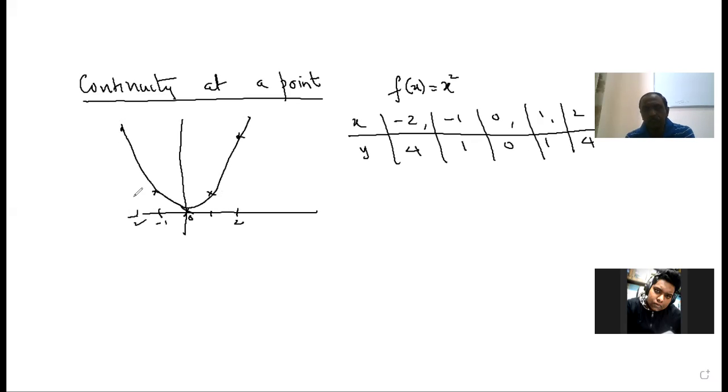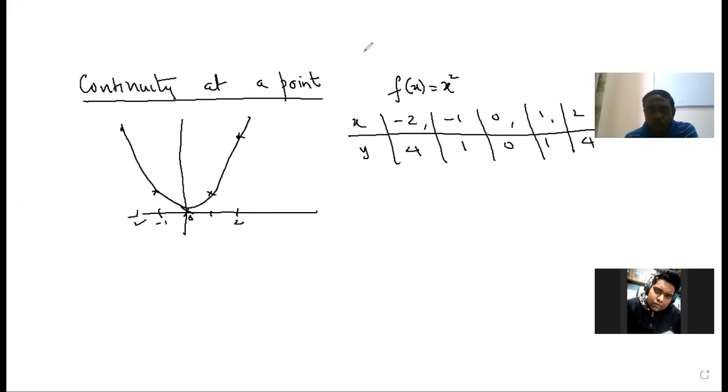So tell me the meaning of continuous. A graph is continuous. What does that mean? It's not broken in the middle. There are no gaps. Very good. Excellent. The graph has no break. It is a continuous graph. That is the normal meaning of continuity.